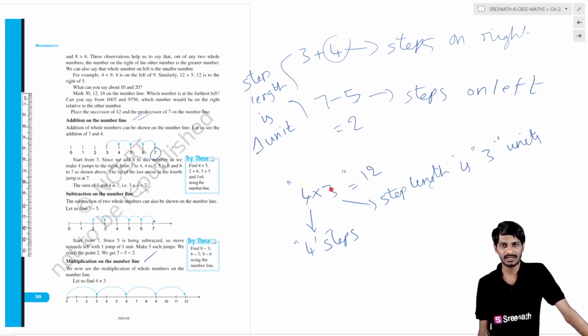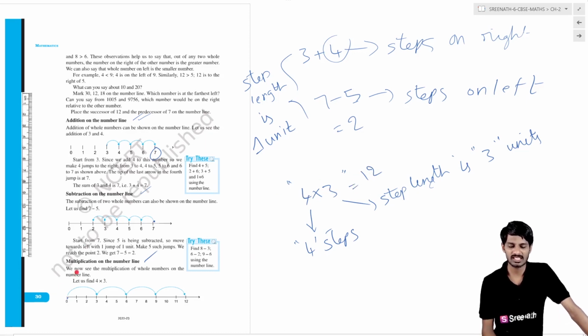So basically, if you multiply 4 into 3, you will get 12. So in this way, you will multiply on the number line. Simply one thing: if you want to multiply any two numbers, the first number represents how many steps you have to take, and the second number represents the step length.